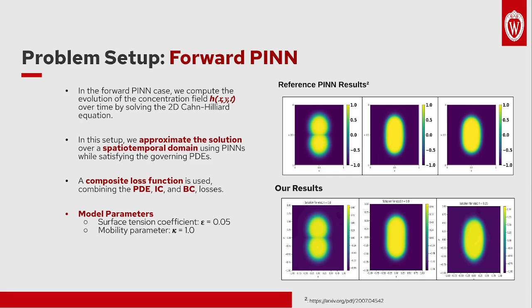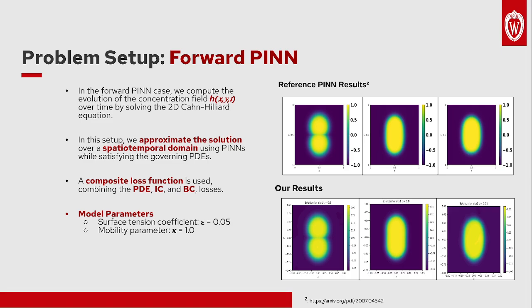We keep the aforementioned epsilon a constant value of 0.05, and similarly with kappa constant at 1. You can see to the right the reference results via the Wight and Zhao paper in 2020, while our results are below. Our results show the evolution of the concentration field h over time.